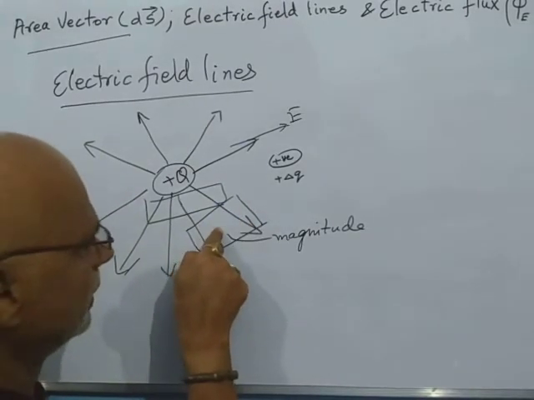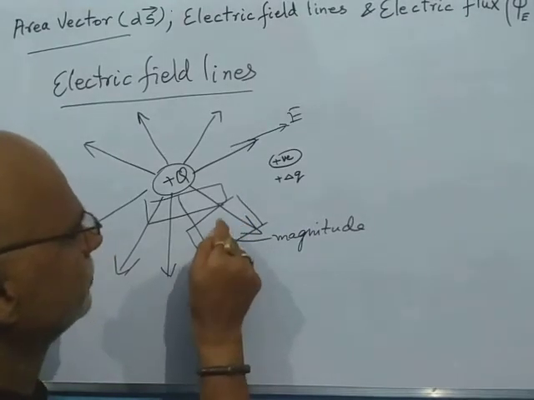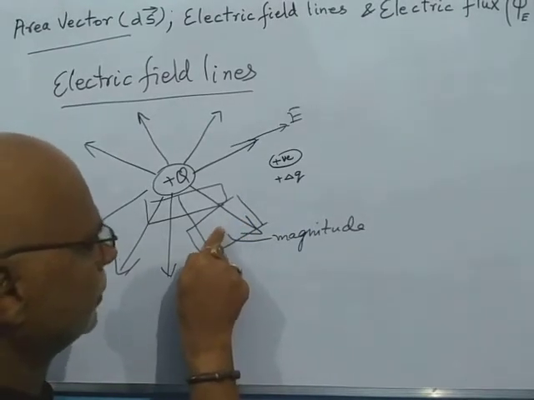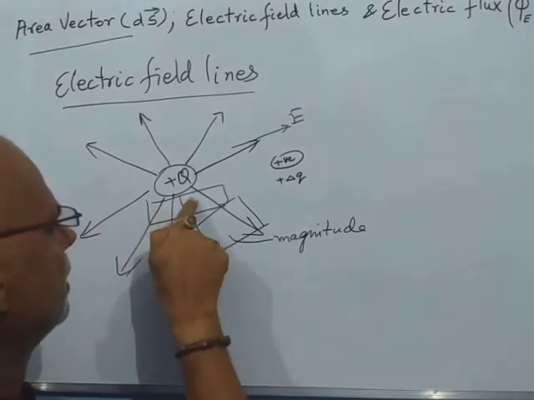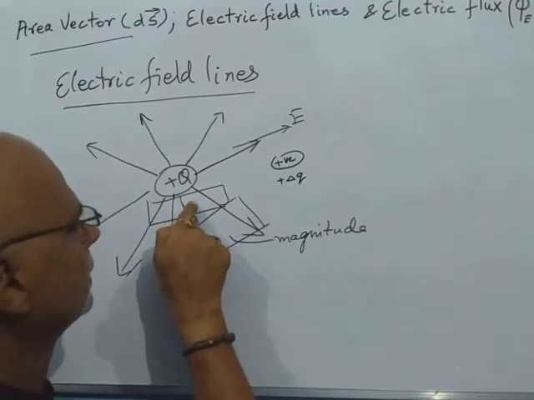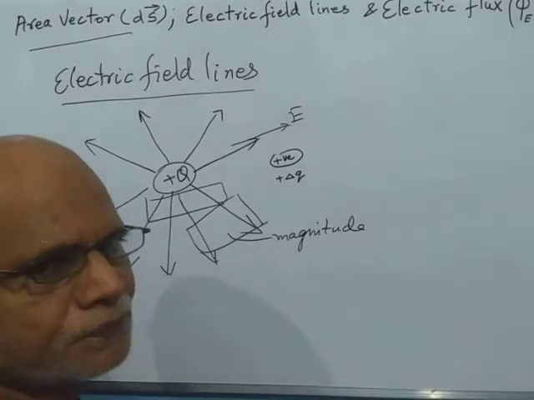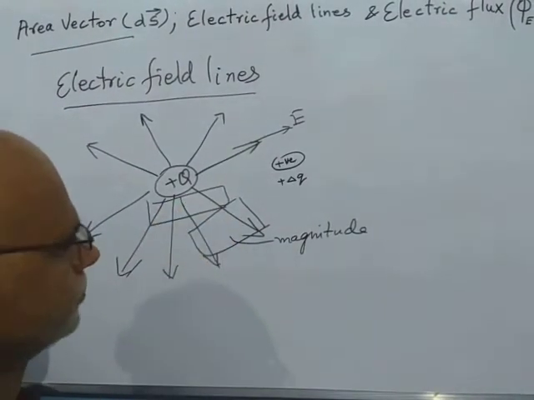If for this location we have fewer electric field lines passing through the given unit area, that means the magnitude of electric field is less over here, and we have more electric field lines passing through the same area over here, so that means it has a greater electric field at this location.